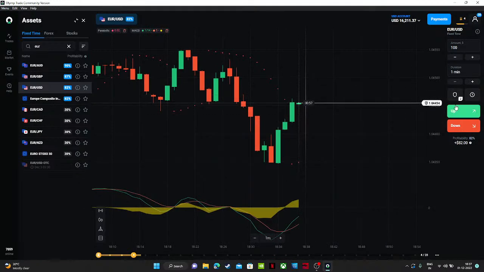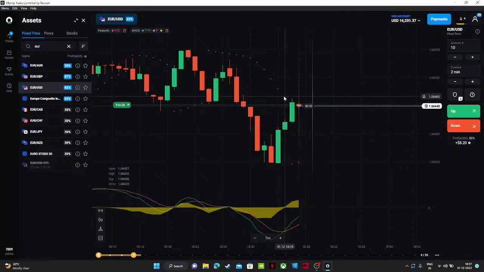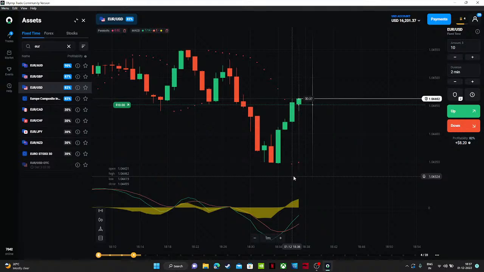Okay, in euro against the USD, the price is supposed to go in the upward direction because the parabolic has shifted below the candle. The MACD is above the zero line. So both of these signals are indicating that the price should go in the upward direction for the next couple of minutes here.